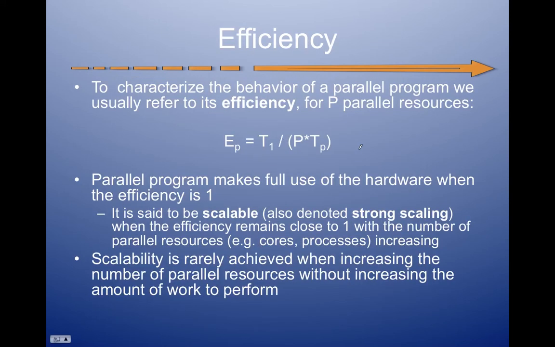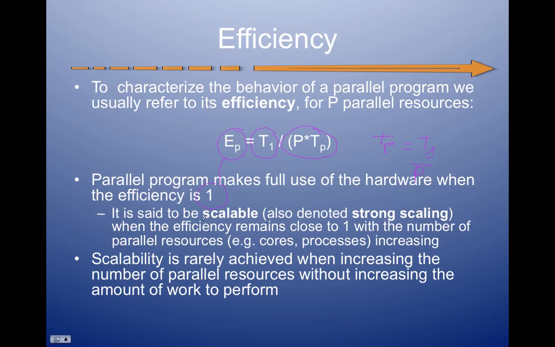So the measurement for that is efficiency. The efficiency is the serial execution time divided by P times the parallel execution time. And the parallel efficiency in the best case is 1. That is, if Tp equals T1 over P, that is, I have divided my serial time P times. In that case, my efficiency is 1.